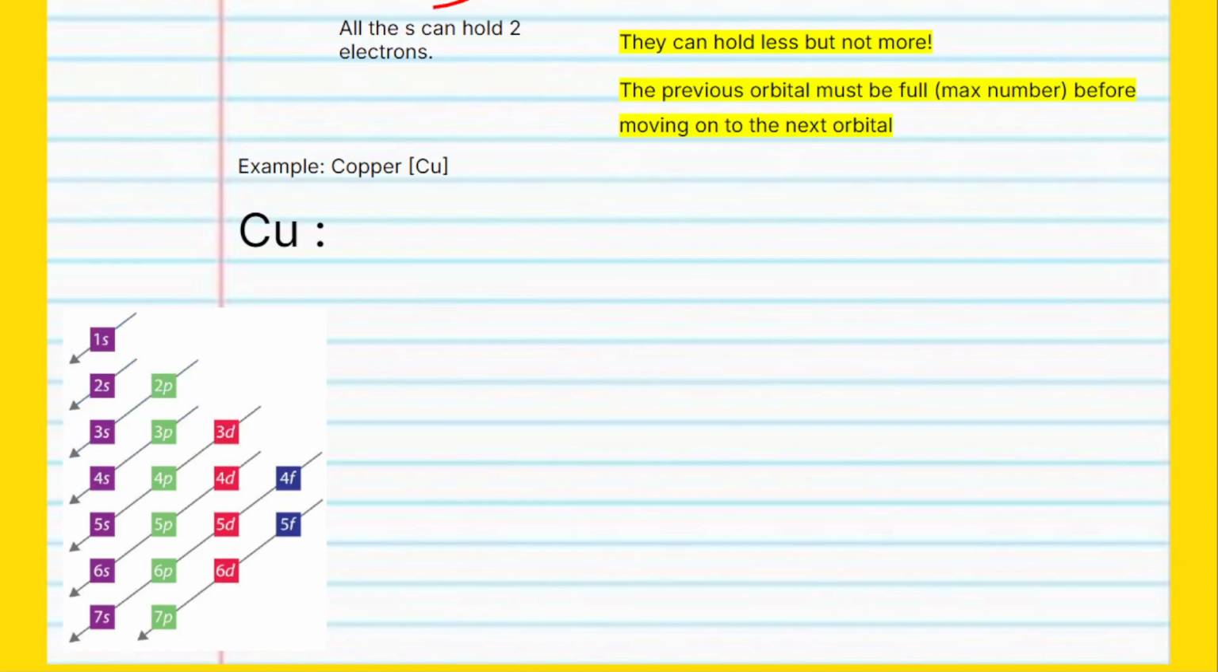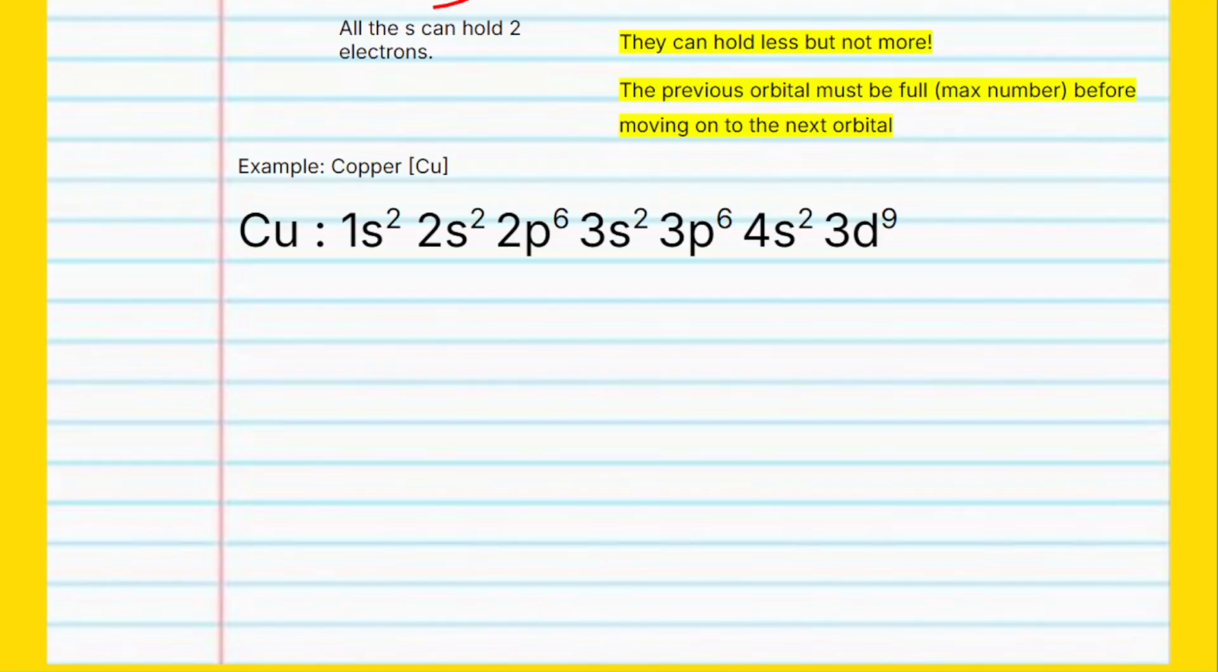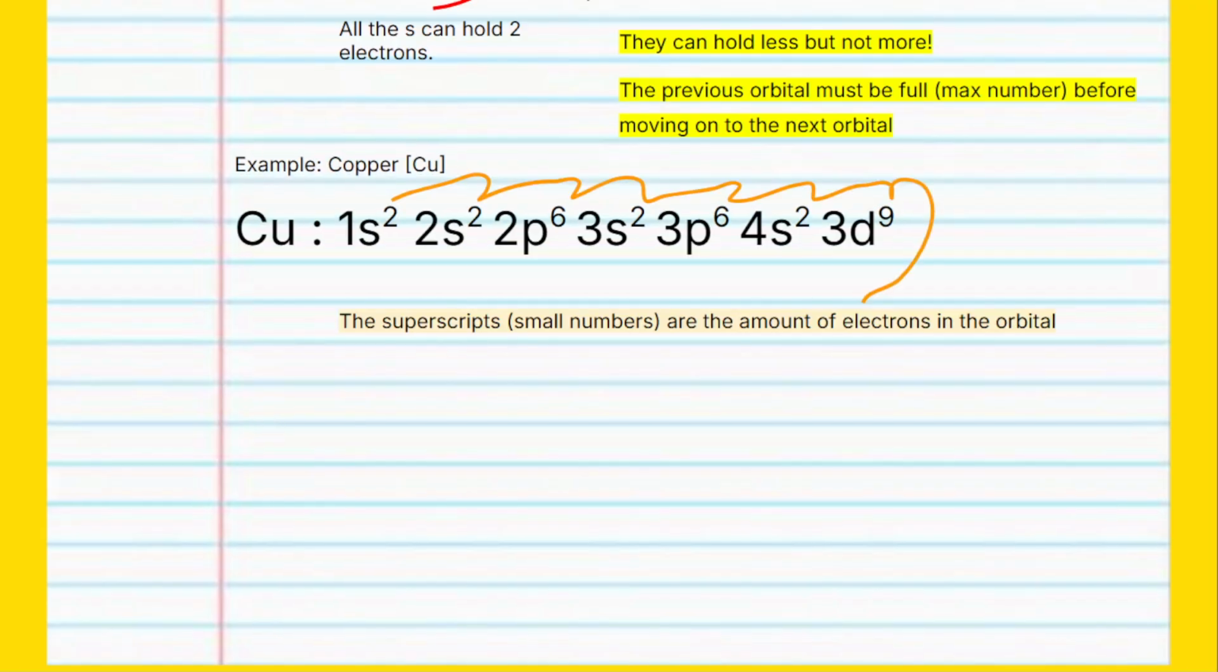So here is the full electron configuration for copper. The 1, 2, 3, and 4, those big numbers are the energy level, okay? And the small numbers right here, we'll have 2, 2, 6, 2, 6, 2, and 9. Those are called the superscripts, okay?